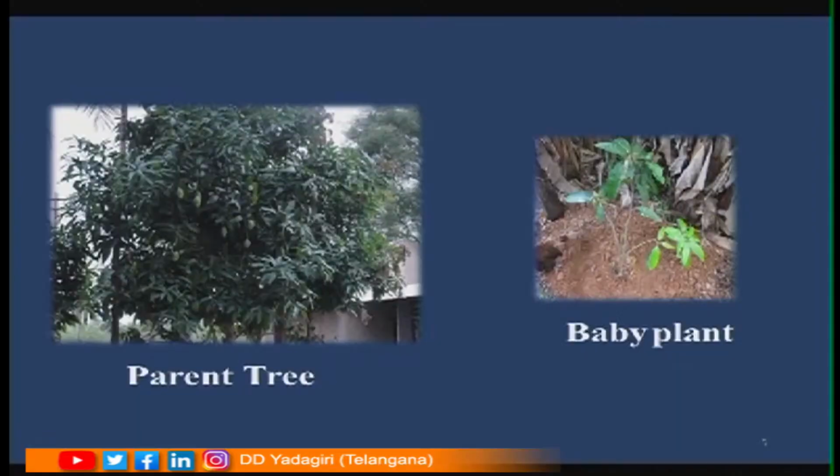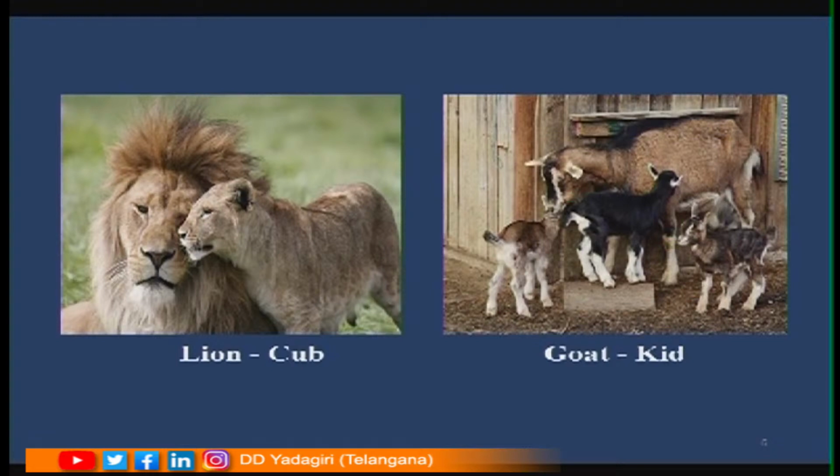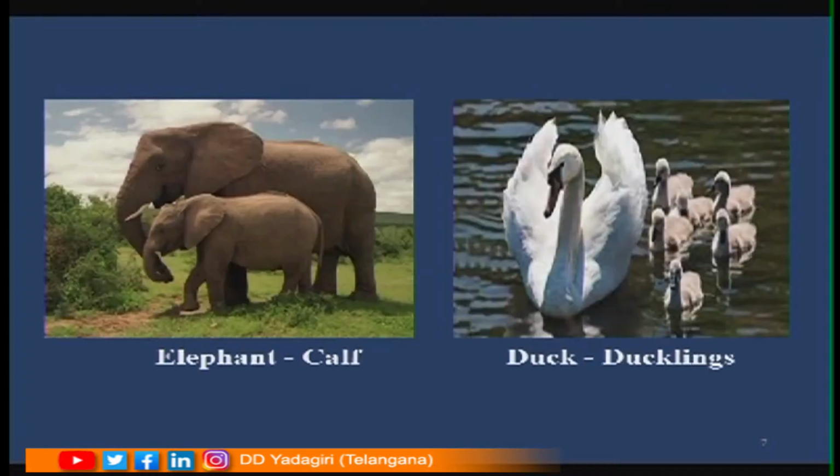Now, you can see here a plant gives rise to a baby plant. Here you can see a mango plant which gives rise to a baby mango plant. Isn't it, children? Now, lions give birth to their young ones called cubs. Goat gives young ones called kids. Elephant gives young ones called calves.